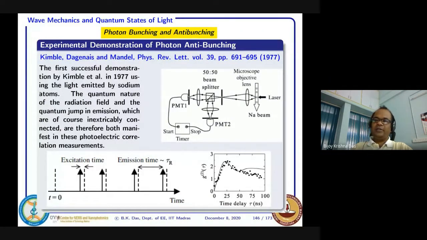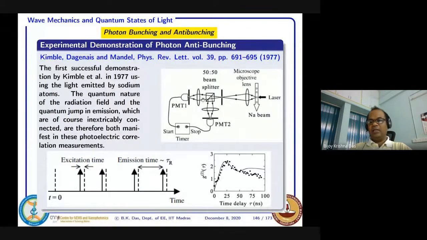And in 1977, I think this is Kimble, Dagenais, and Mandel. These three scientists first reported the anti-bunched photon stream. That is in 1977, about 40, 45 years ago.